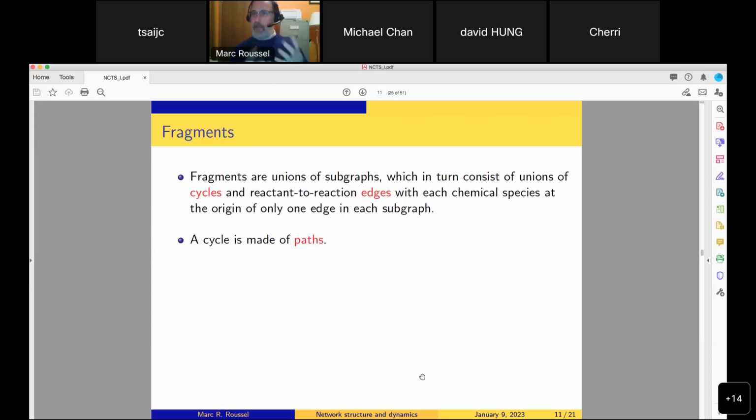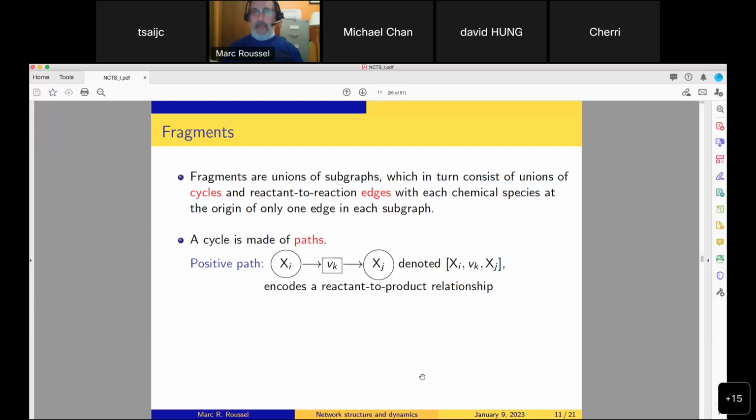The cycles are really important, so let's talk about them a little more. The cycle is made up of what we call paths. Actually, this was Bonobus terminology way back when. And there are two kinds of paths. There's positive paths, so x_i going to a reaction v_k going to a product x_j. When we have to write down what's contained in a fragment, we write down a path this way, with square brackets. And what a positive path does is it encodes a reactant-to-product relationship, right? We have a reactant, we go to a reaction, we go to a product. So that's what a positive path encodes.